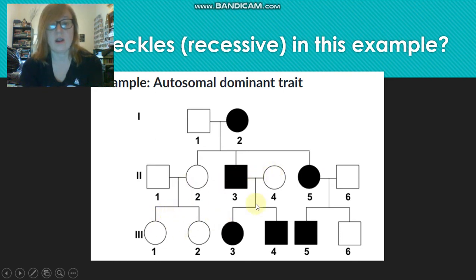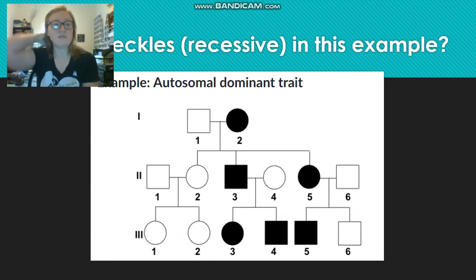3 and 4 have children, a girl and a boy, and 5 and 6 have children, 2 boys. Okay, so that's what we're looking at. So here's Grandma and Grandpa up here having their 3 children, and those 3 children got married, and they have 6 grandchildren. So 1 and 2 have 6 grandchildren. Okay, it's like a good-sized family.